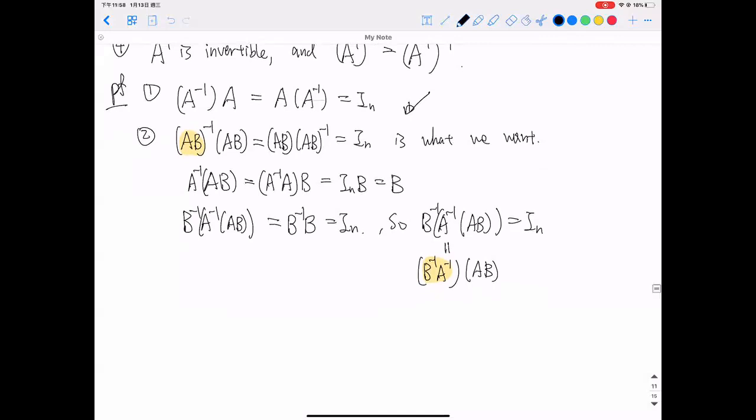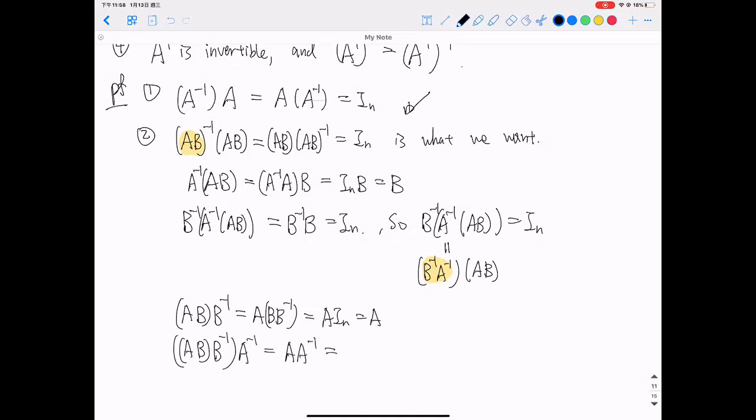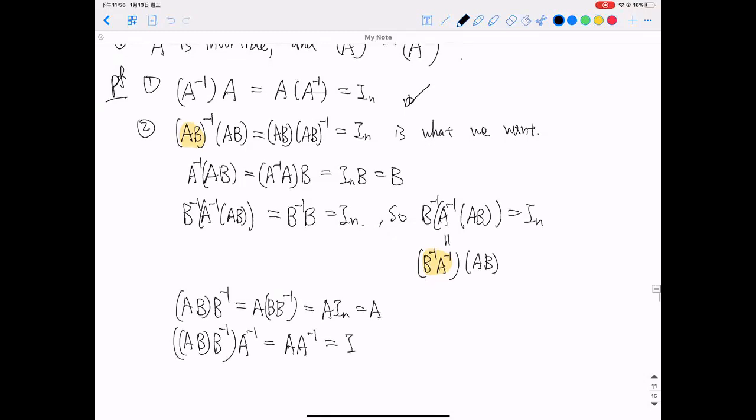Now the other requirement is similar. So you have AB. Let's say you multiply by B inverse. This is A B B inverse. So it's A I. That's A. Now AB B inverse A inverse is therefore A A inverse, which is I. So AB B inverse A inverse is I.